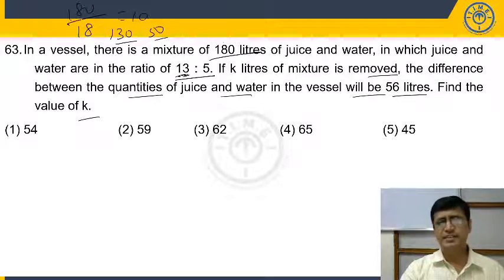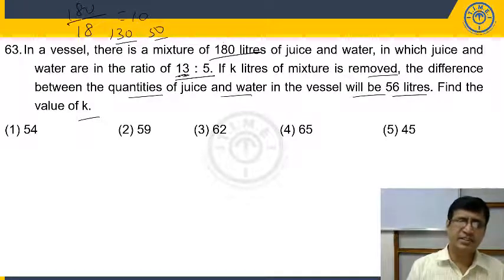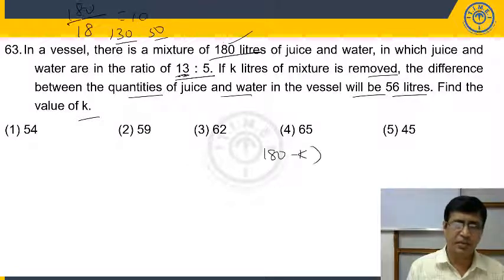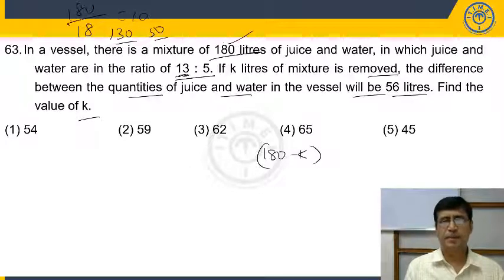Here k liters is taken out. K liters is taken out means what is the discussion? 180 liters. From that k liters is taken out means remaining is 180 minus k. Am I right? Now what is the resultant? The difference between the quantities of the juice and the water in the vessel will be 56 liters.